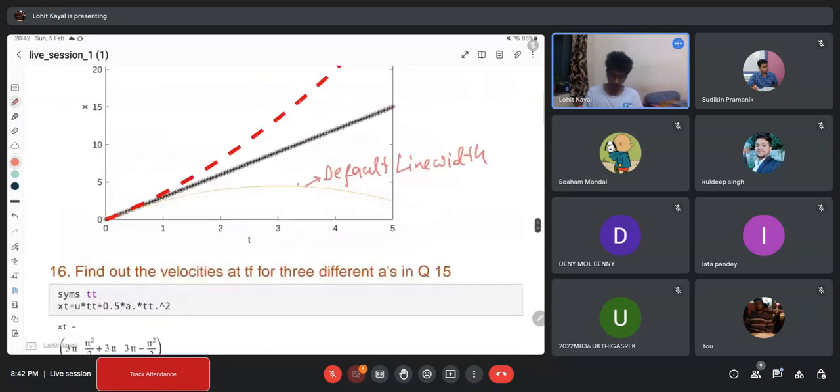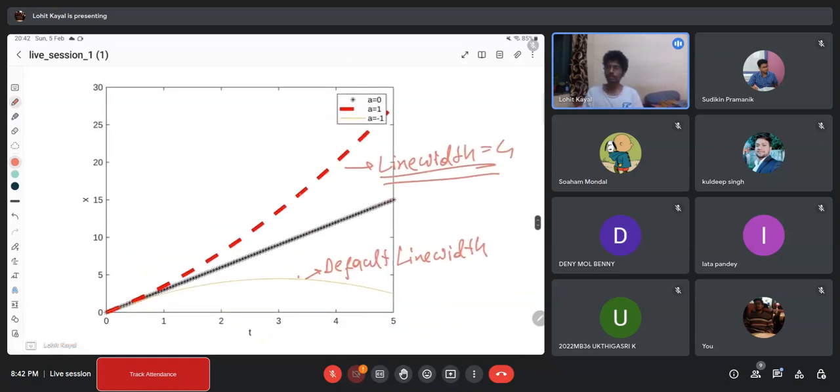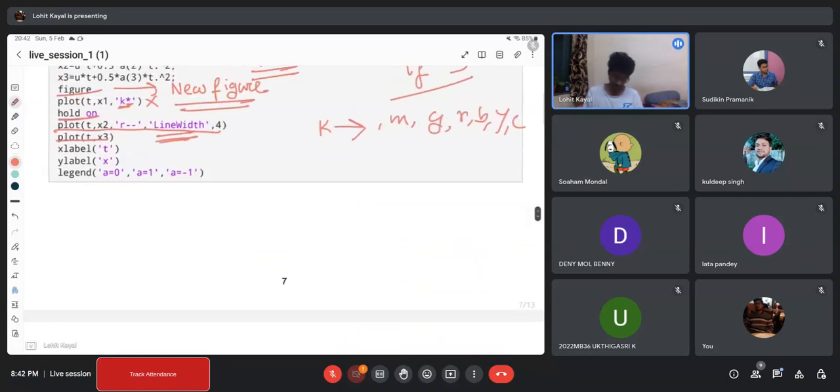And here, line width equal to 4. So you can see the difference. Okay, this way you can modify the pictures. Okay, and another thing is left, legend.